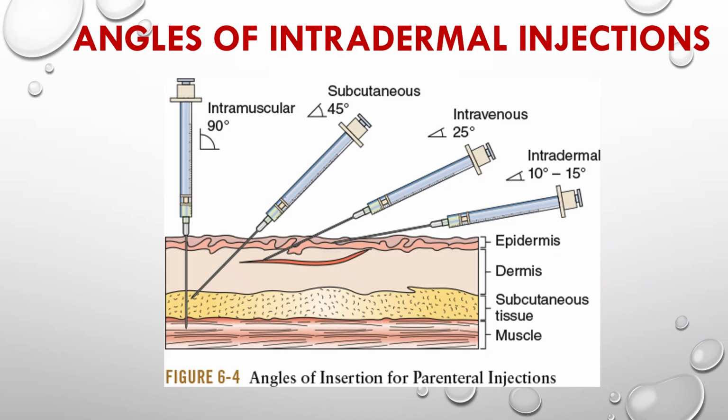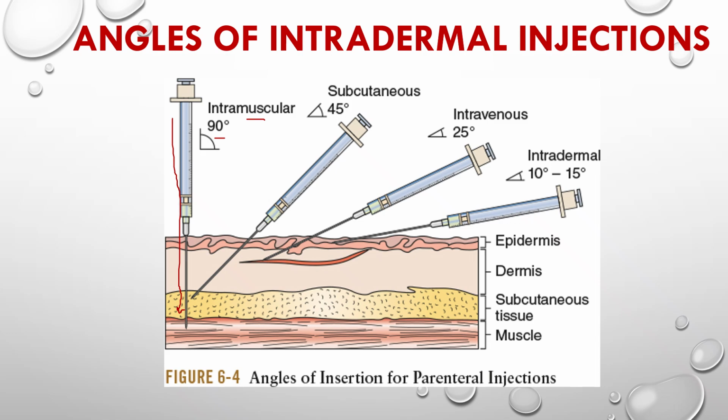Now, if we look at those angles of injections, that's essentially what determines whether it is being given intramuscular or intravenous. They are given at different angles. Starting with intramuscular, whenever it's right at 90 degrees, so we're going straight down through the skin, down through the muscle and everything, or into the muscle, that is going to be intramuscular.